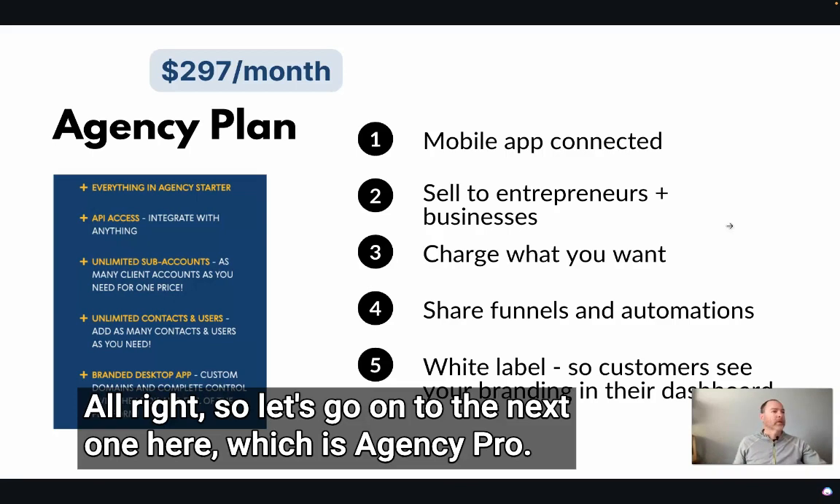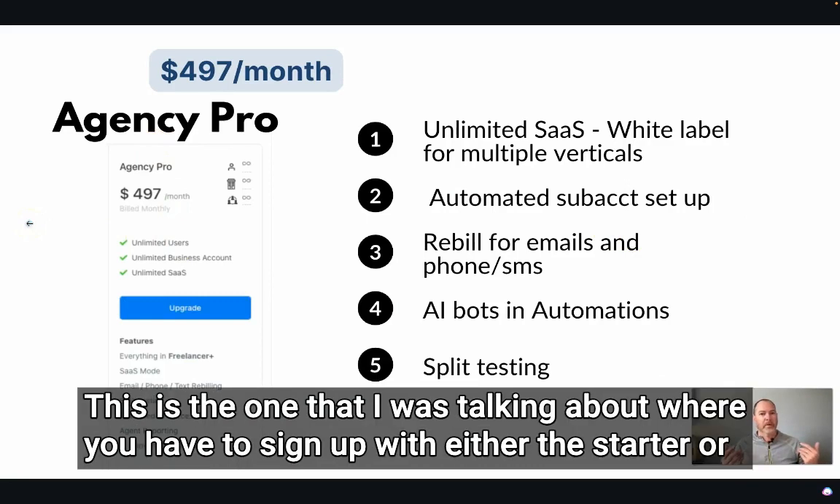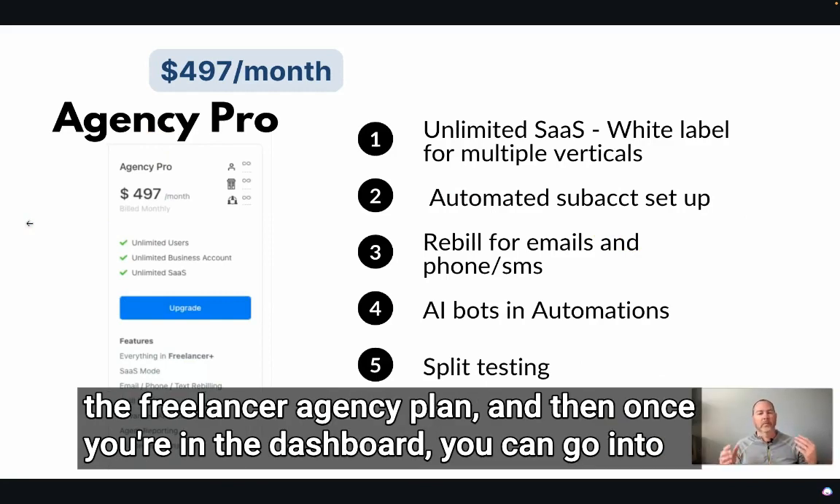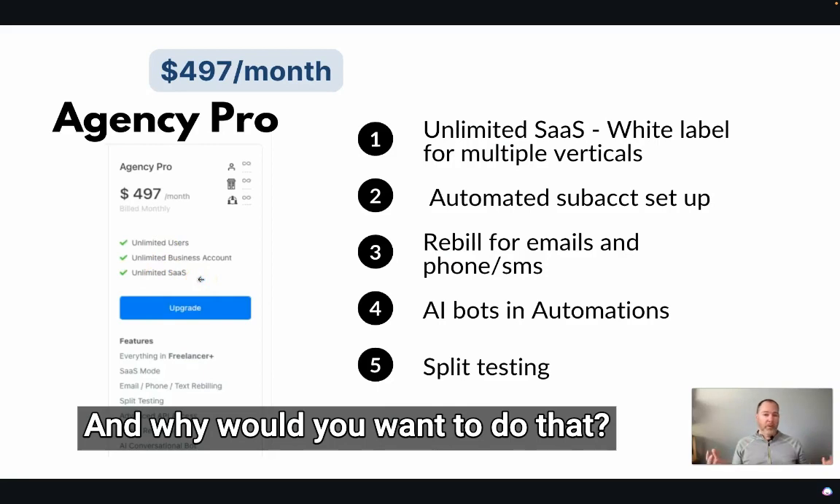All right, so let's go on to the next one here, which is Agency Pro. And this is the third plan. This is the one that I was talking about where you have to sign up with either the starter or the freelancer agency plan. And then once you're in the dashboard, you can go into the agency area and upgrade to this one. And why would you want to do that?